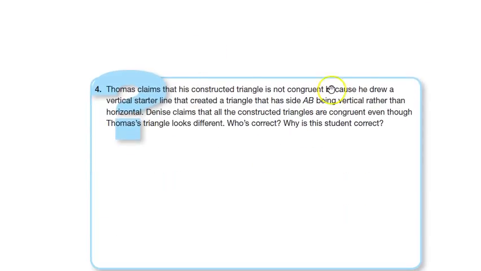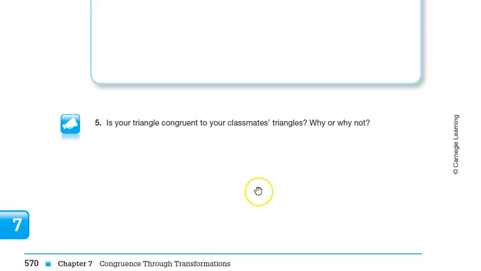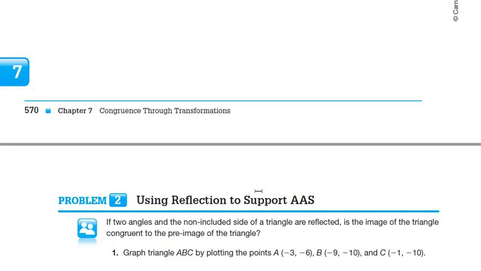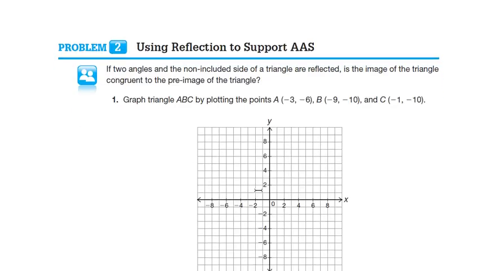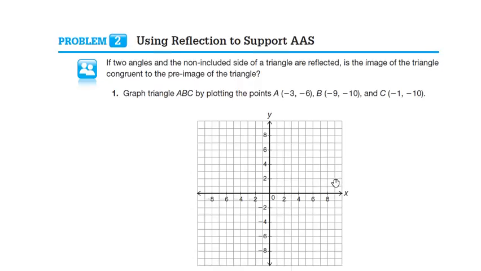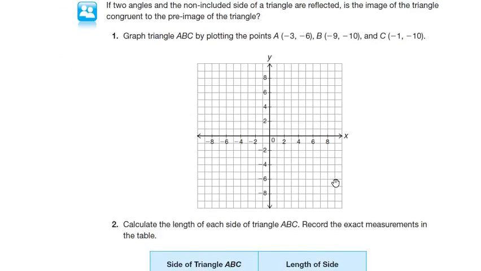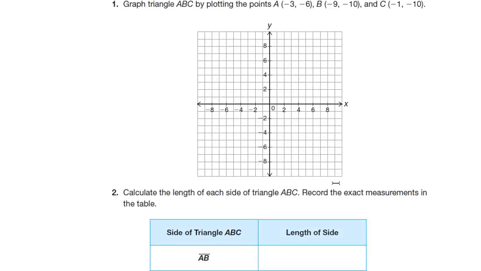Now, Thomas says that his triangle is not congruent because he drew a vertical starter line instead of horizontal. Does it really matter if it looks a little different because one was horizontal, one was vertical? They're still going to be congruent. The measures should still be the same. Once you've confirmed that the angles are the same, the third angle has to be the same as well, and then a side. And so you can do angle, side, angle, just like angle, angle, side.